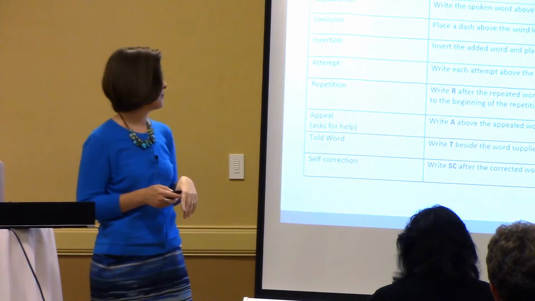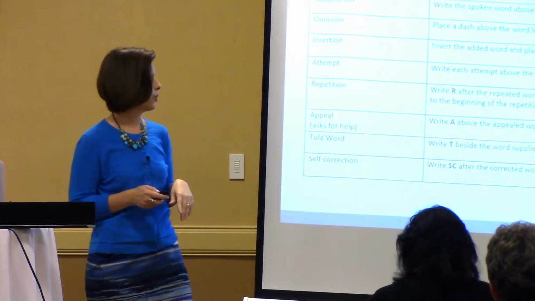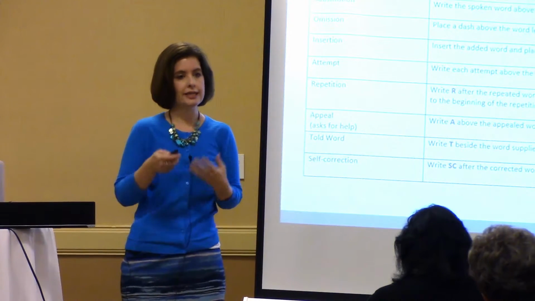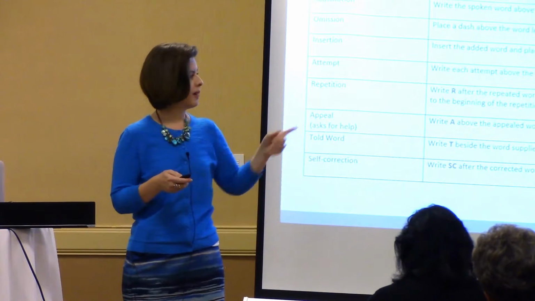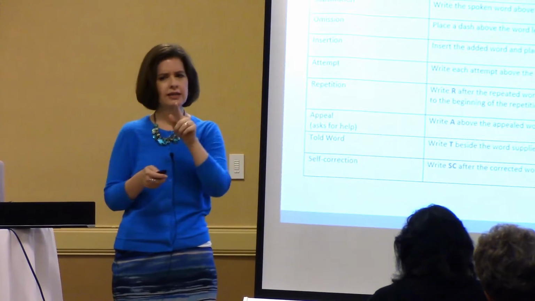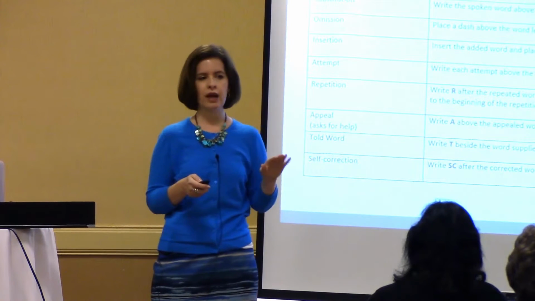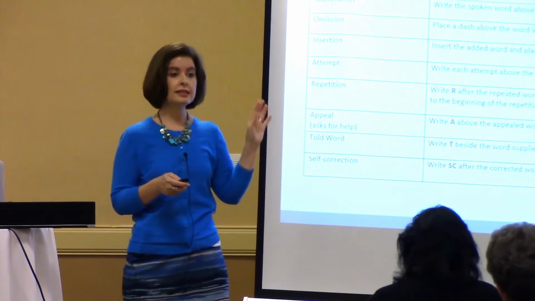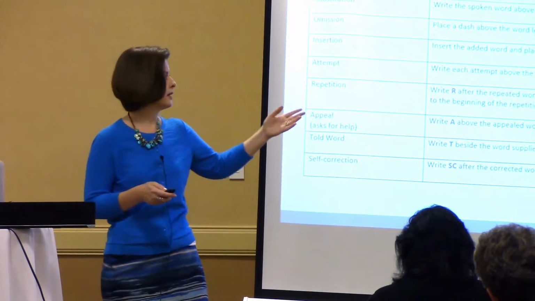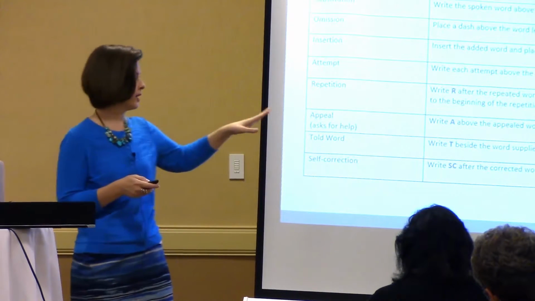An attempt. Write each attempt above the word in the text. This is what an attempt is. It's when they come to a word and they attempt it. "Can you see my eyes?" Okay, they got it. So I'm going to mark that down because that tells me that they were not familiar with that word. It's not an error because they eventually got it right. They said the word "eyes." But we're going to make a marking of that.